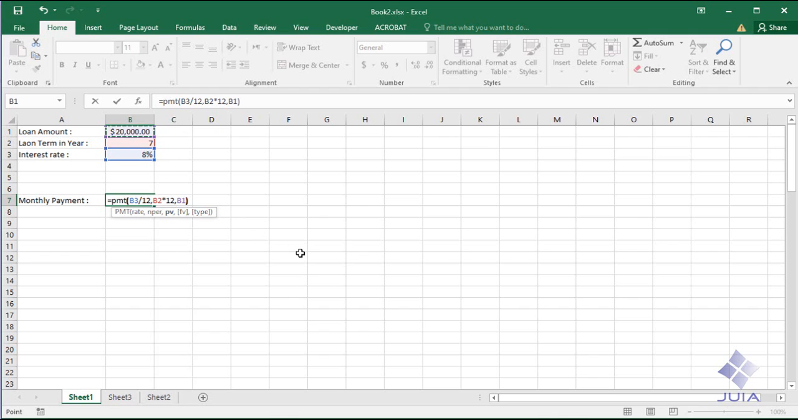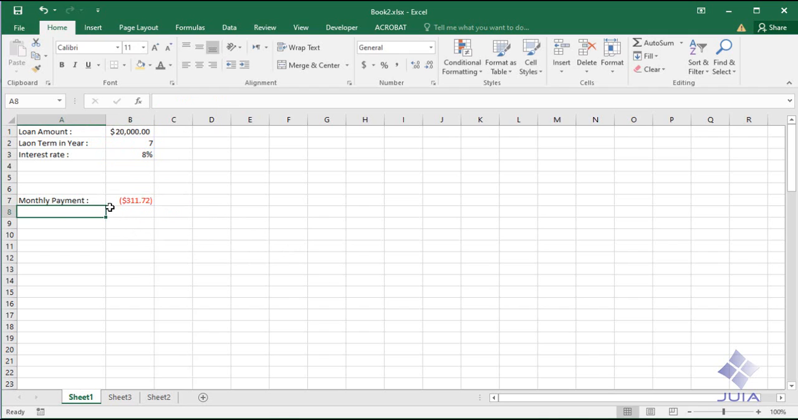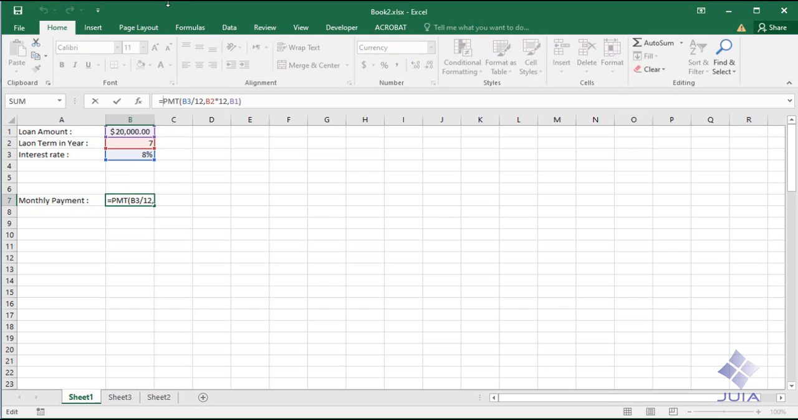We close, and as this is a payment, it gives you a negative figure. Just to get rid of this negative, we add a minus. So here you are. The monthly payment is going to be $311.72. Now let's find out your loan payment structure and breakdown.